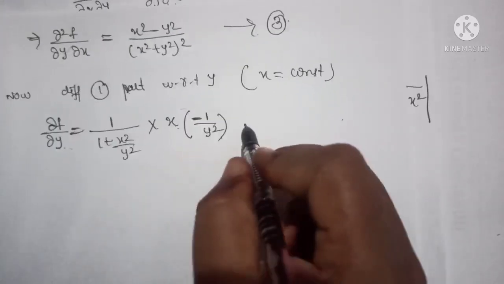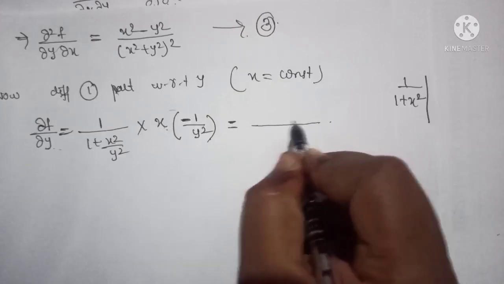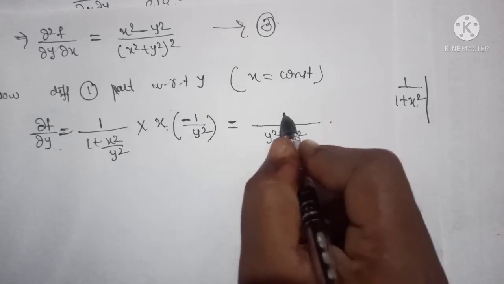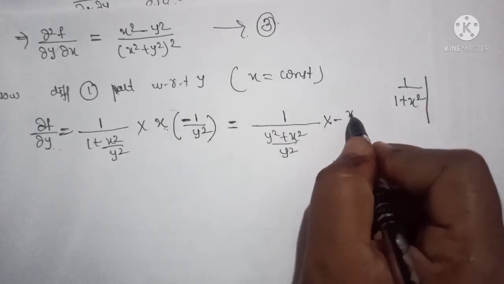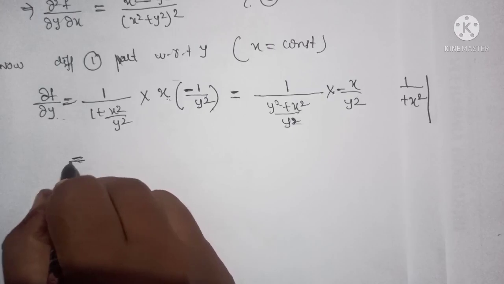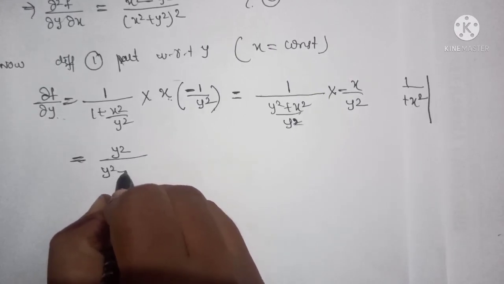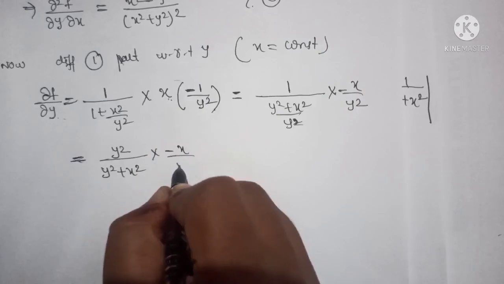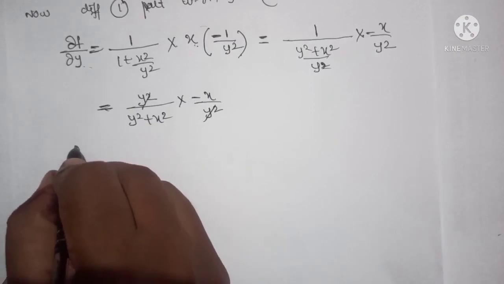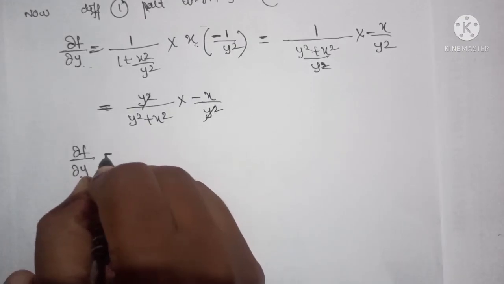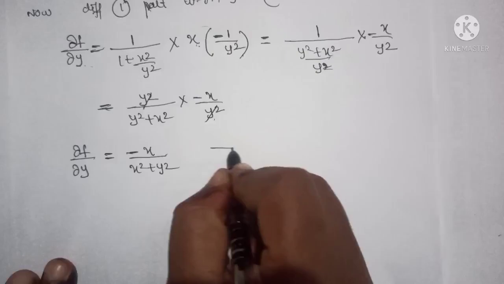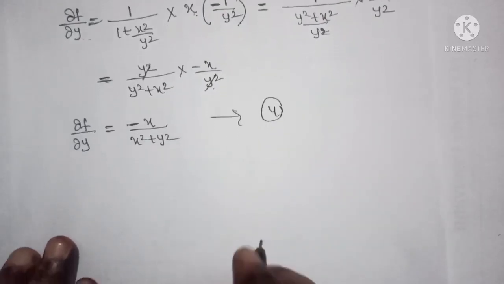Now further simplifying this one, see here in the denominator again we can take y square LCM. Here we get y square plus x square into this, minus x by y square as it is. So here y square goes to numerator, we get y square divided by y square plus x square into minus x by y square. This y square gets cancelled, so we get ∂f/∂y is equal to minus x divided by x square plus y square. So take this as equation 4.